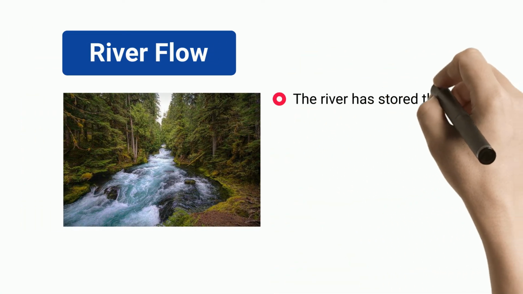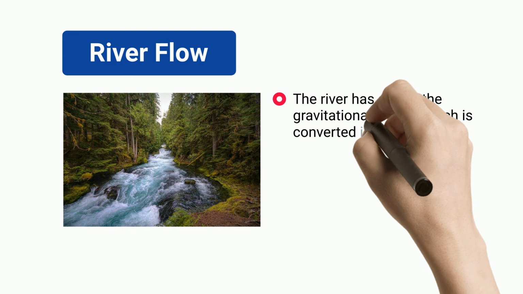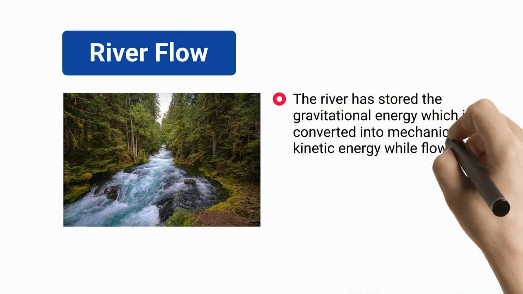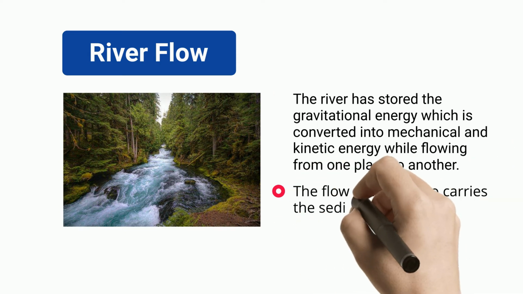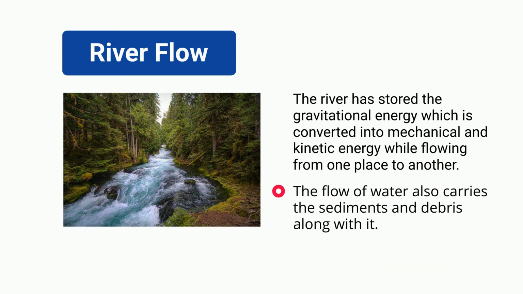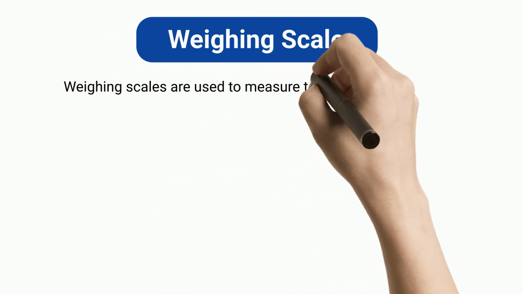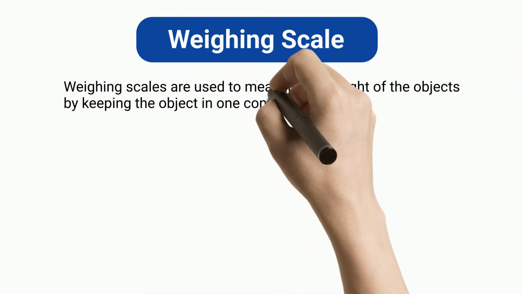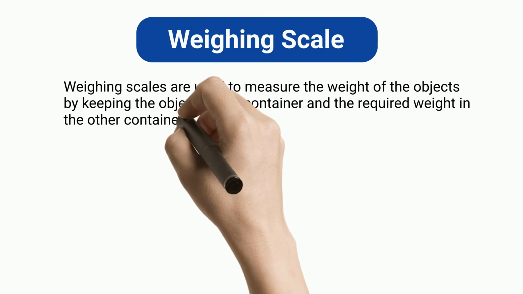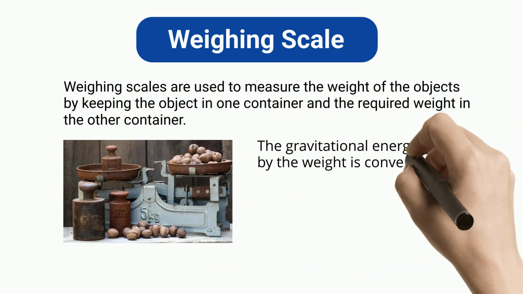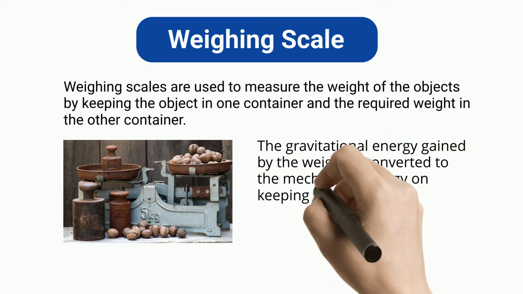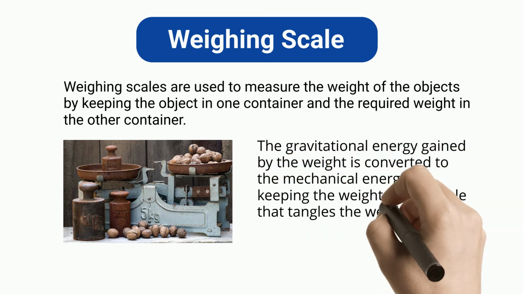River flow. The river has stored the gravitational energy which is converted into mechanical and kinetic energy while flowing from one place to another. The flow of water also carries the sediments and debris along with it. Weighing scale. Weighing scales are used to measure the weight of the objects by keeping the object in one container and the required weight in the other container. The gravitational energy gained by the weight is converted to the mechanical energy on keeping the weight on the scale that tangles the weighing machine.